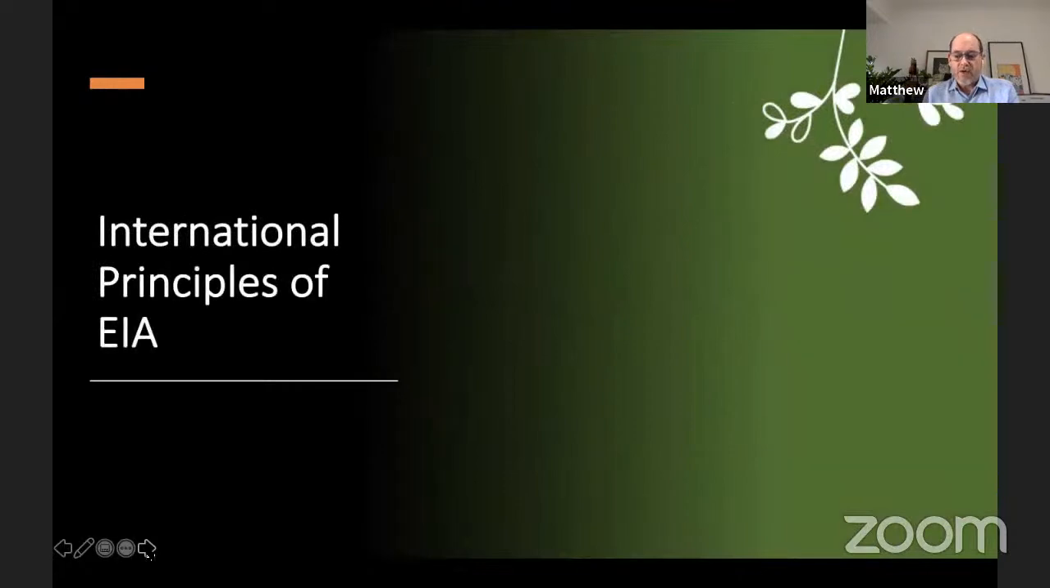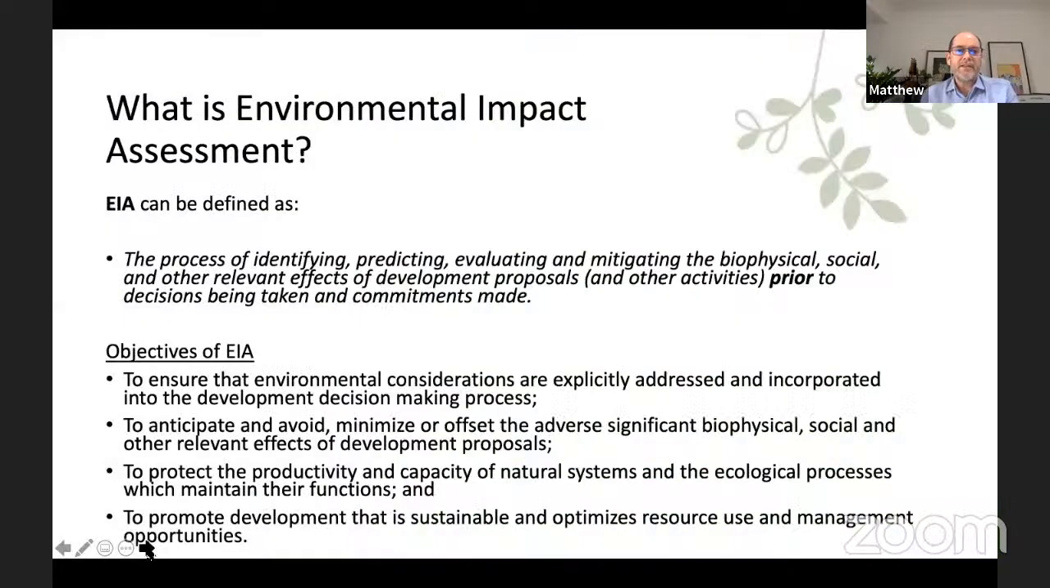So let's first quickly look at international principles of environmental impact assessment. So what is environmental impact assessment? Well, the International Association for Impact Assessment defines Environmental Impact Assessment, or EIA, as the process of identifying, predicting, evaluating, and mitigating the biophysical, social, and other relevant effects of development proposals and other activities prior to decisions being taken and commitments made. And the key feature, I would say, about EIA is that it must be prior to decisions.